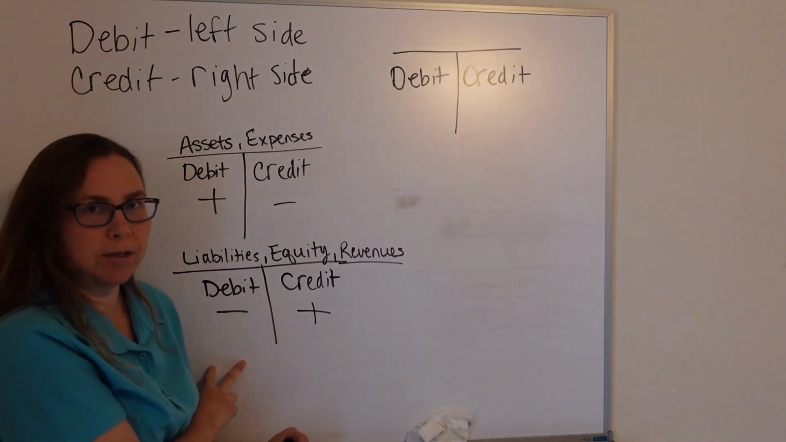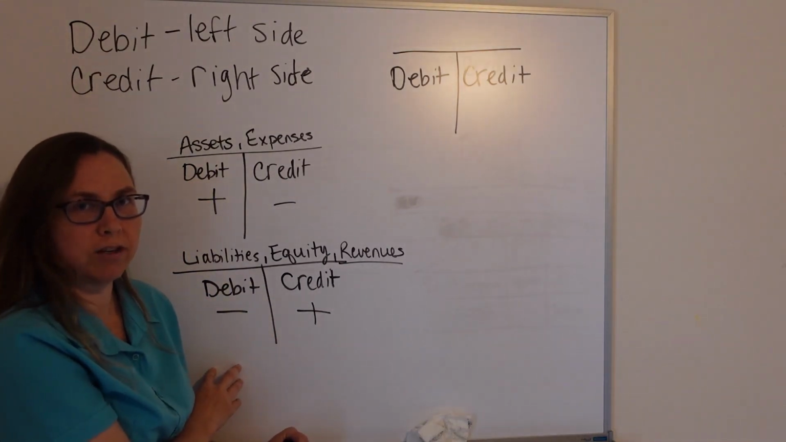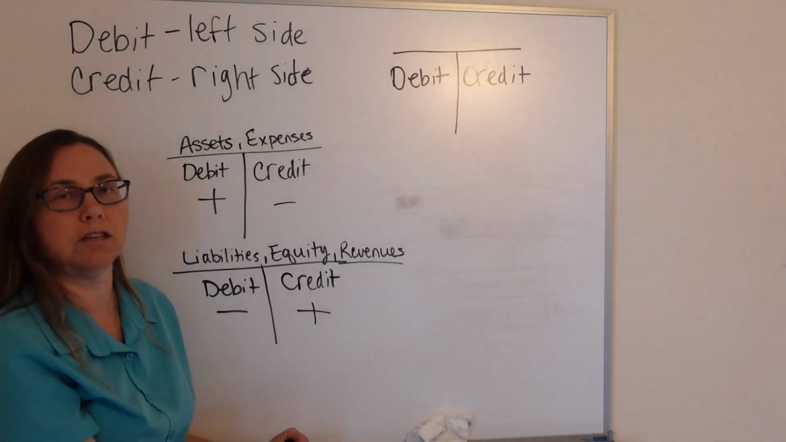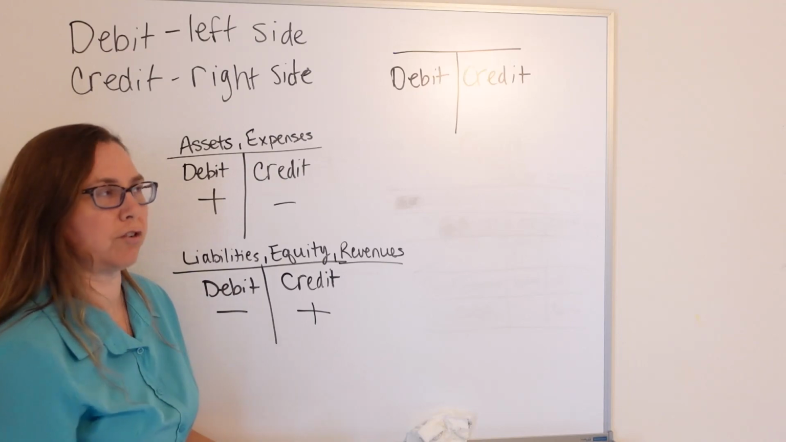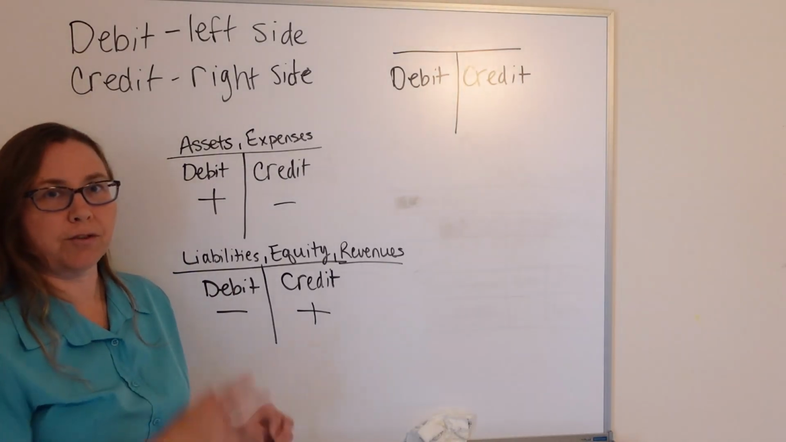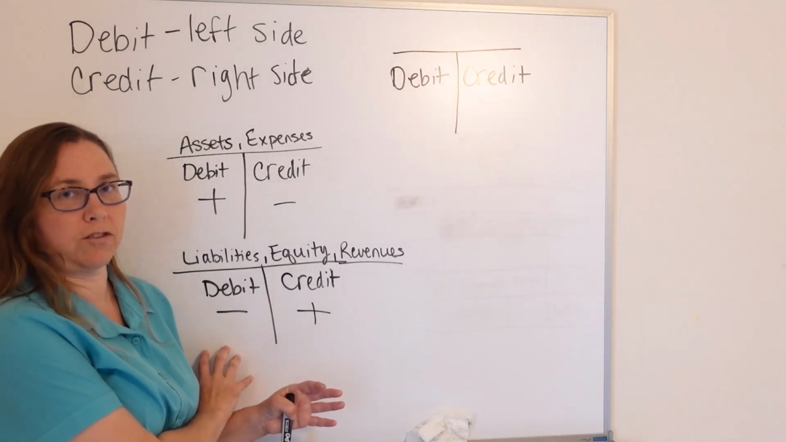You wouldn't really debit or subtract from revenue unless you were, say, issuing a refund to a customer or something like that. But most of the time, you're going to be doing credits. Okay? So these are the basic rules of debits and credits.